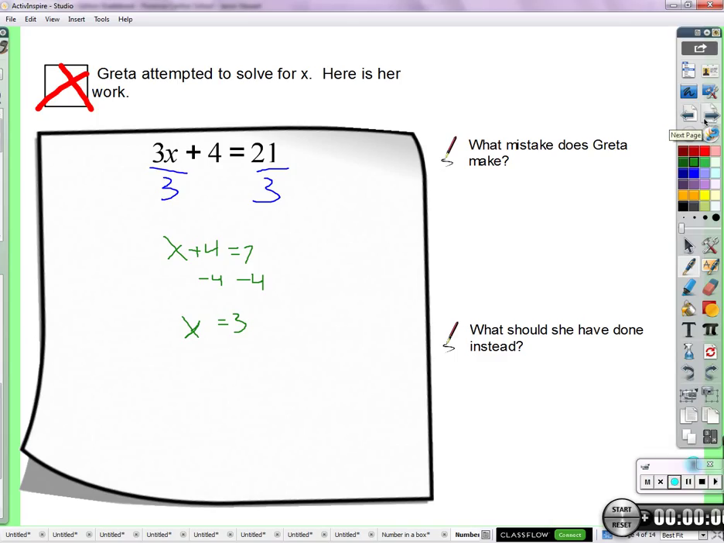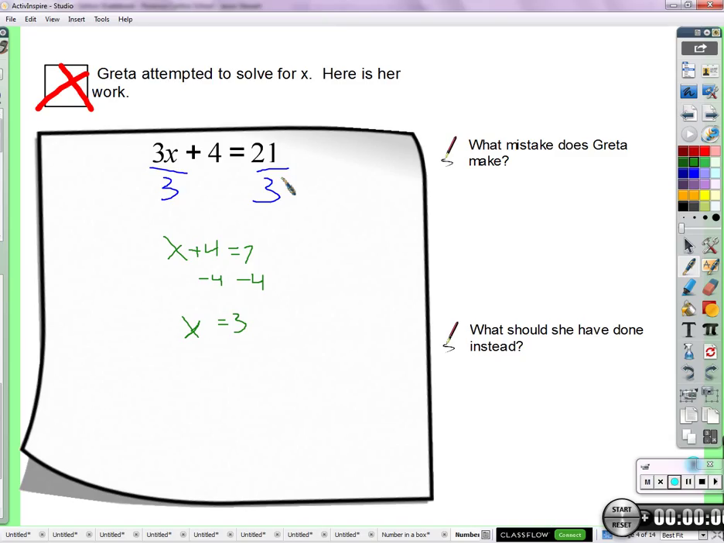So then what's the problem? She divided 3x by 3 first before she subtracted 4. Yeah, 4 on both sides. Is that the wrong thing to do? Yeah, because you'll end up getting the wrong answer. How do we know this is the wrong answer? Because if you plug it in for x, you get 9 plus 4 is 13, that's not 21. Okay, so we know that's the wrong answer, so we know something wrong happened here. It doesn't seem to be here. It's in the blue. She's dividing by 3.